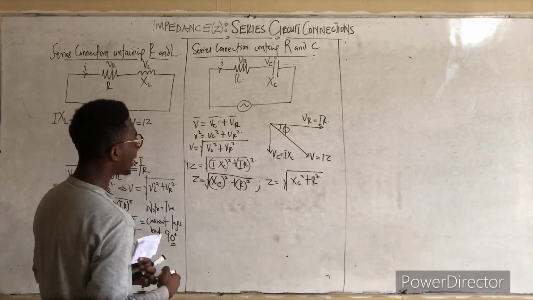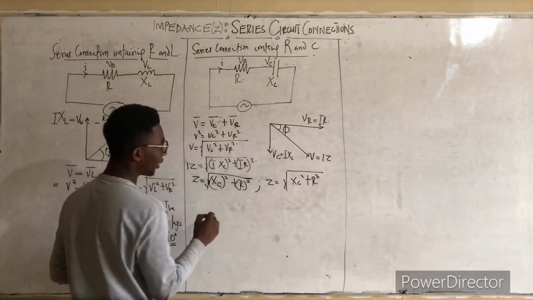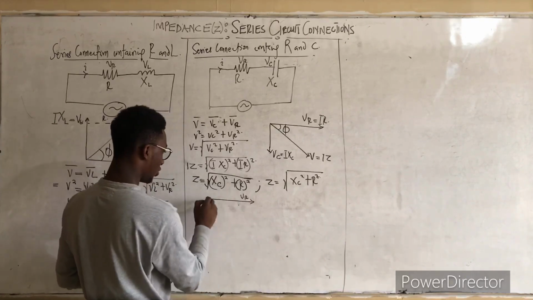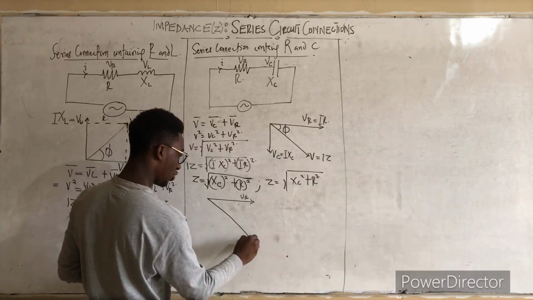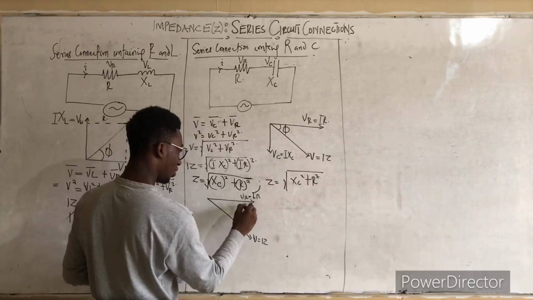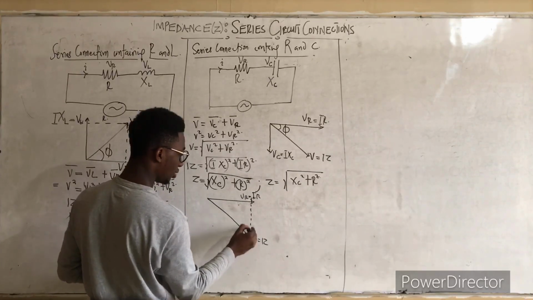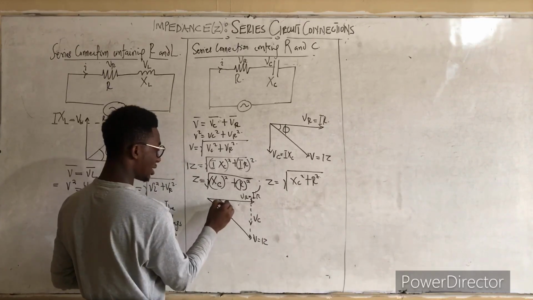Okay. So now getting this, what do we do again? We have to find the angle. So we want to find the angle. This is the diagram. This is the voltage, which gives us the IXC. This is the IR. And when we put this side here, which is the IXC, the angle is here as the phi.